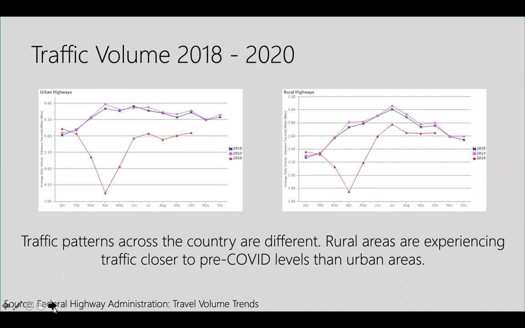And as you can see on these two charts, also from the Federal Highway Administration, seasonal patterns are a little bit different in urban areas versus rural areas. Rural areas have a little bit more summertime travel. And also looking at these charts, you can see that the rural areas have recovered quite a bit, but rural or urban, you're seeing a bit of stabilization versus pre-COVID levels over the past couple of months.